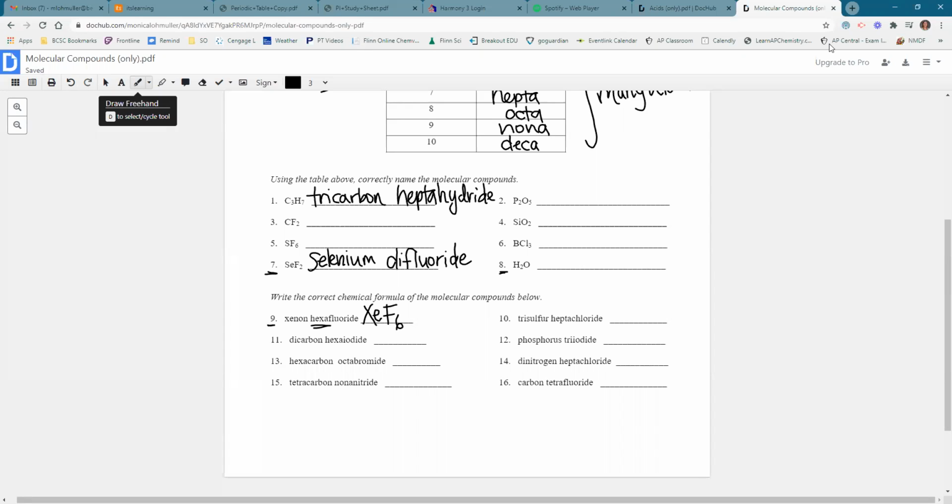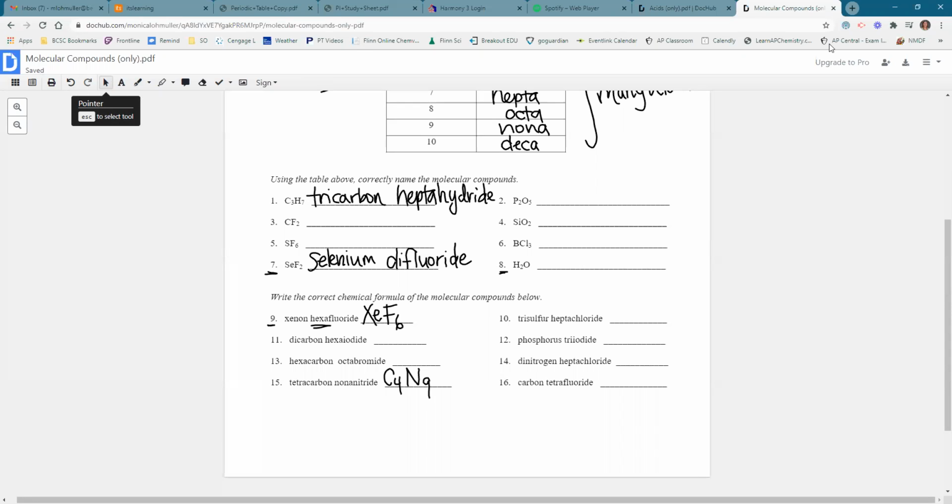For like 15, tetracarbon nonanitride. Tetracarbon means that there are 4 carbons, and nona stands for 9, and nitride is nitrogen, so there are 9 N's. So C4N9 is that.